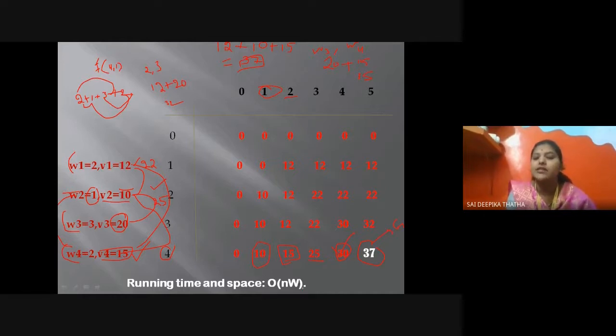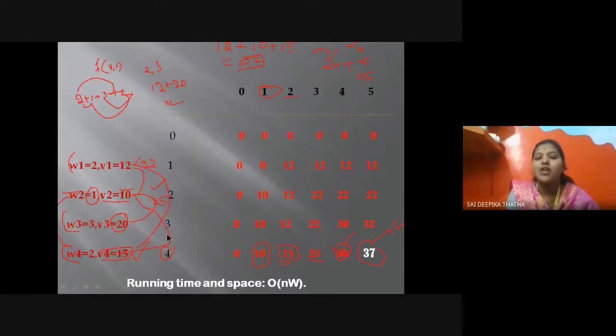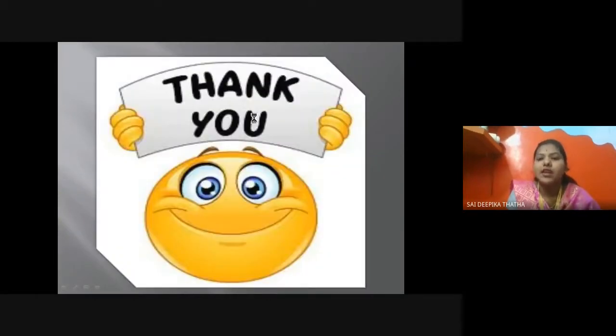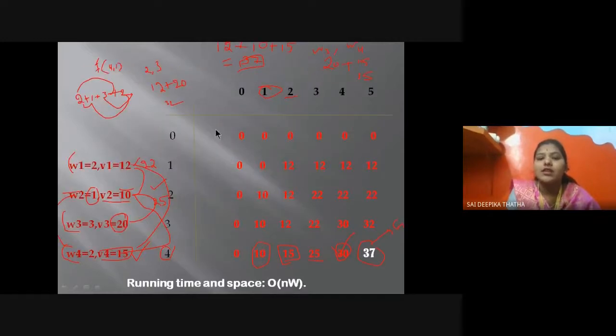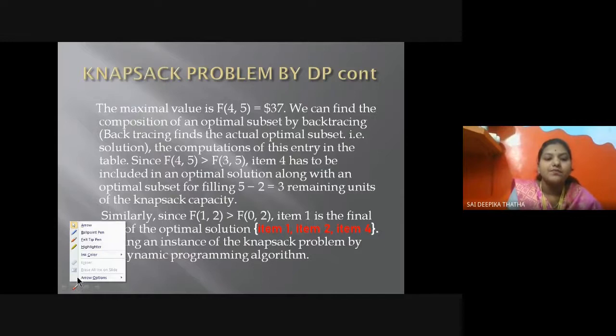Actually, running time and space is going to be big O of NW for this knapsack problem. Now, I will say how to find the items which are going to fit in the knapsack. How am I getting this maximum at 4, 5? Among the table, take the value which is maximum, nothing but 37. So take that 37. How can I get this 4, 5? That is the location we are taking: fourth row, 5th column. Simply i, j values are 4, 5. That value is going to be 37.